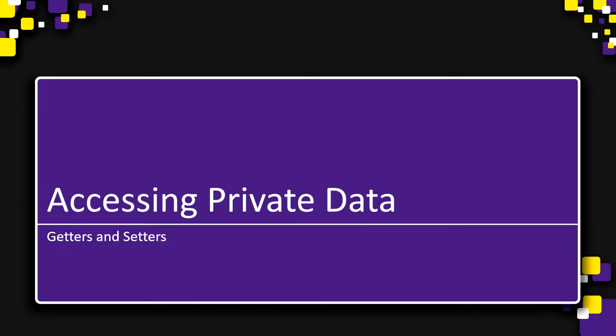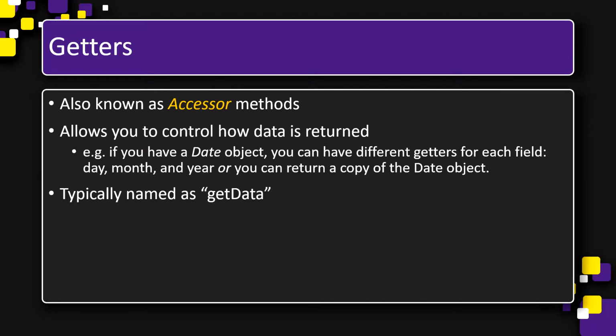So accessing private data. Sometimes when we make data private, we still need to be able to access it in other ways. We need to access it in our main program. So that's when we implement getters and setters. A getter is also known as an accessor method. It allows you to control how data is returned. So if you have a date object, you can have different getters for each field, such as day, month, and year, or you could return a copy of the data object itself. And this is typically named as getData. So get and then the name of the variable or data that you are returning.